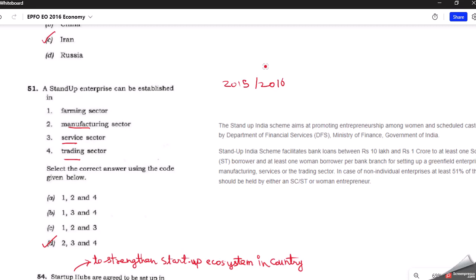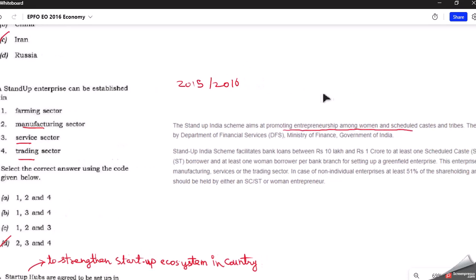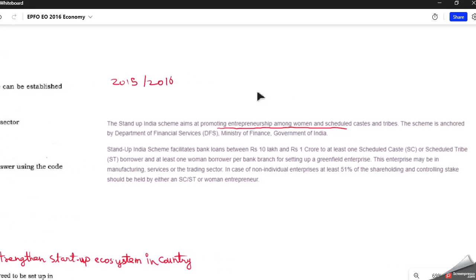And the scheme aims at promoting entrepreneurship among women and scheduled castes and tribes. The scheme is anchored by the Department of Financial Services, Ministry of Finance. And now this question was again asked in the same year. We'll see in a while that the Stand Up India scheme facilitates bank loans between rupees 10 lakh and rupees 1 crore to at least one scheduled caste or scheduled tribe borrower and at least one woman borrower per bank branch for setting up a greenfield enterprise.